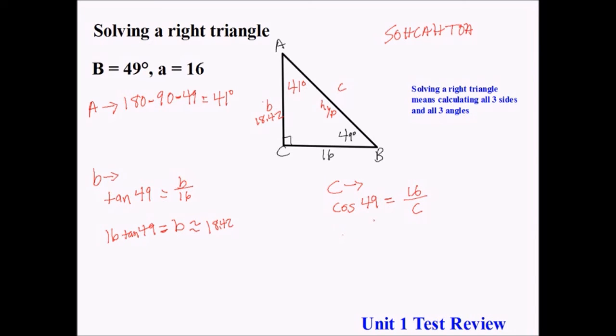Algebra 1 says that we have to multiply both sides by C to get rid of that fraction. So this would be C times cosine of 49 equals 16. So C is equal to, when we divide both sides by cosine of 49, we get 16 over cosine of 49, which is approximately 24.4.